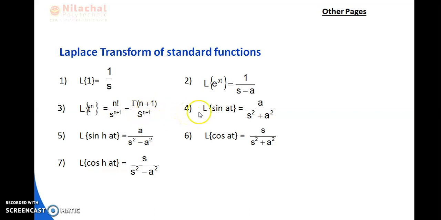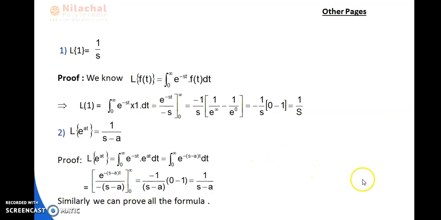Then number 4, Laplace of sin at equals a by s square plus a square. Laplace of sinh at equals a by s square minus a square. This is a hyperbolic function. Clear? Then Laplace of cos at equals s by s square plus a square, and Laplace of cosh at equals s by s square minus a square. These are the formulas. Also we present in front of you some proofs, and other proofs can be obtained from those formulas.